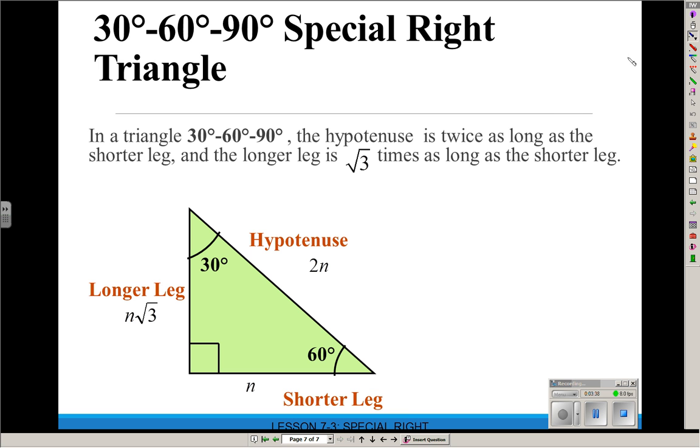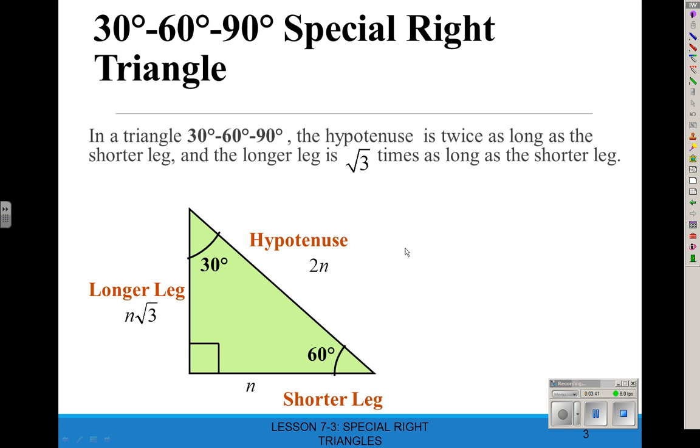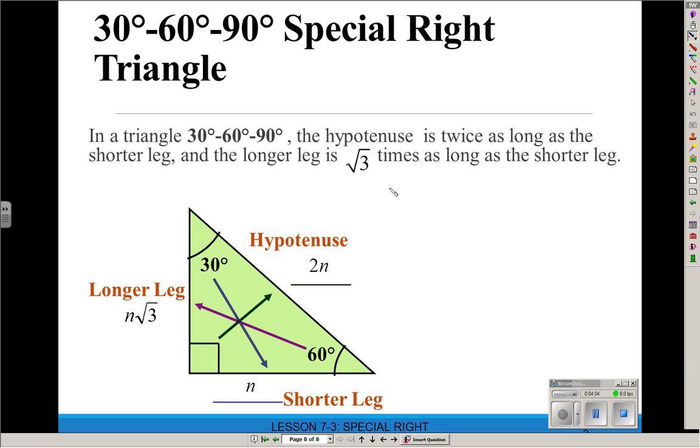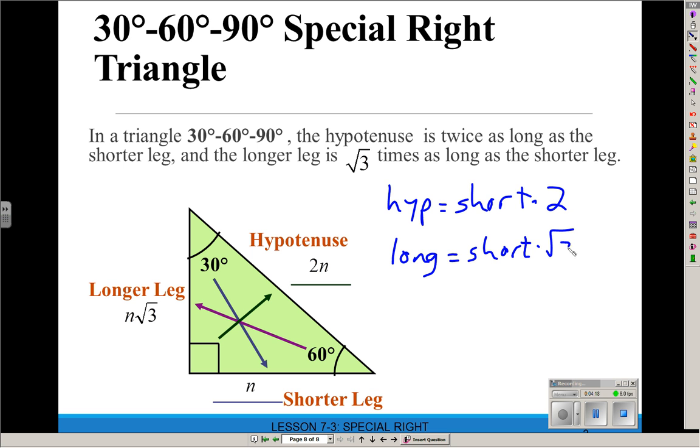So we can make sure we identify the short leg and the long leg. In the picture, usually it's obvious, but just in case you don't notice it, the short leg is across from the 30-degree angle, and the long leg is across from the 60-degree angle. The hypotenuse, as always, is across from the right angle. So your formulas look like this. The hypotenuse equals the short leg times 2, and the long leg equals the short leg times the square root of 3.